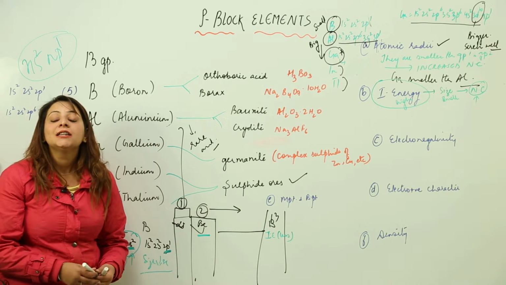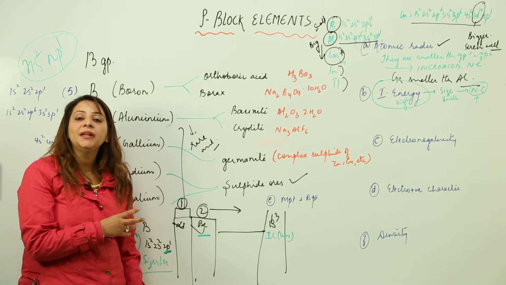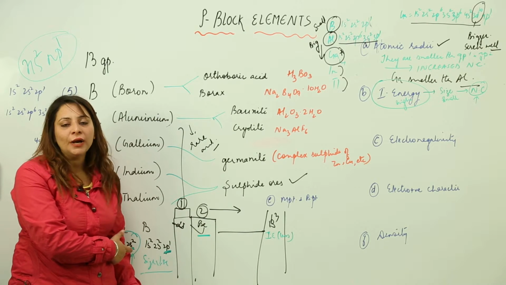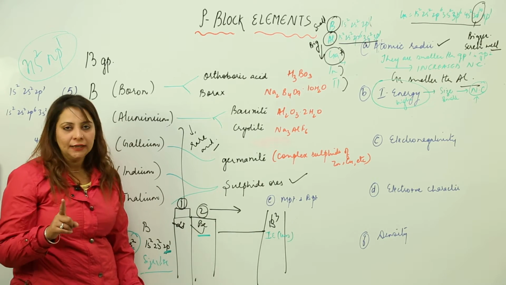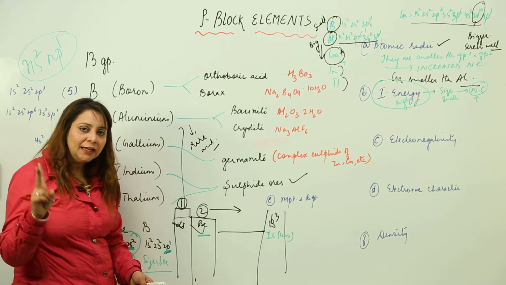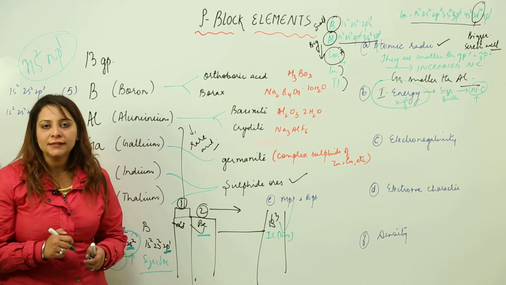The reason being that here the electron is going to be removed from the 2p shell, and here the electron is going to be removed from 2s. This I am talking about the first ionization energy. But if I talk about the second ionization energy, it is obviously going to be higher for boron because it is smaller in size.